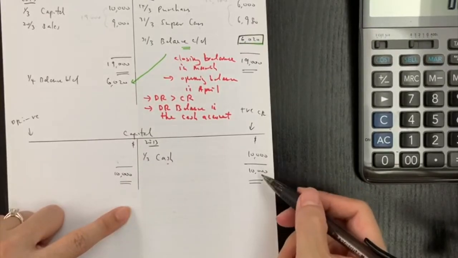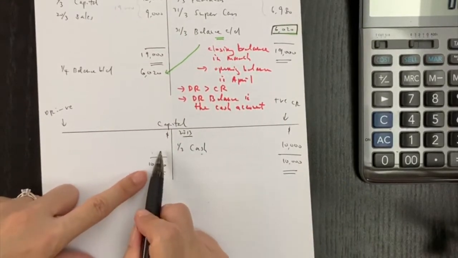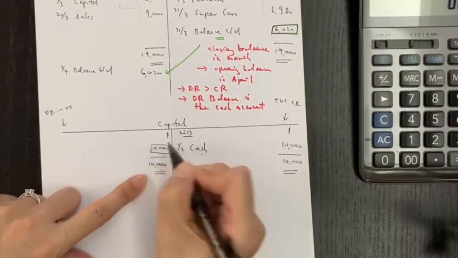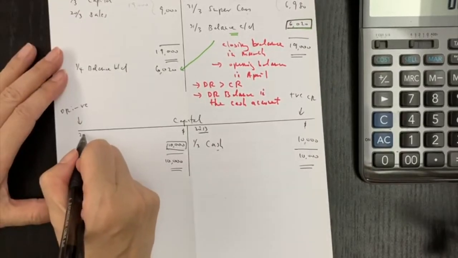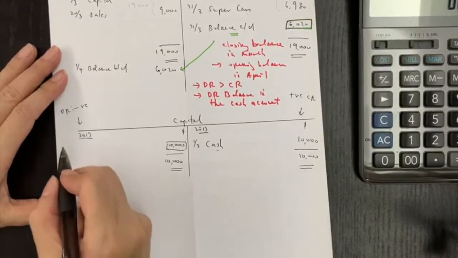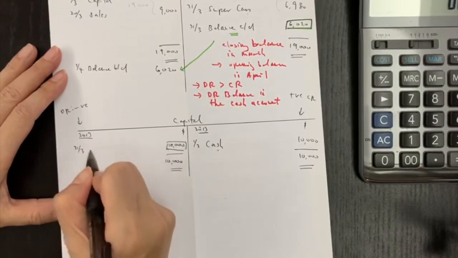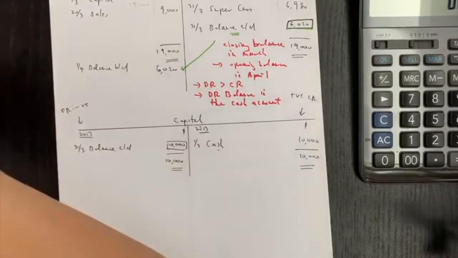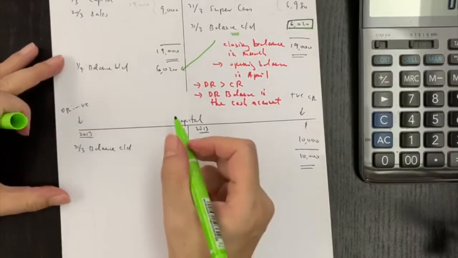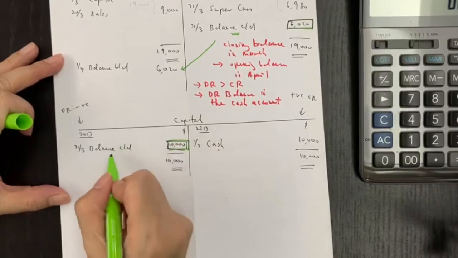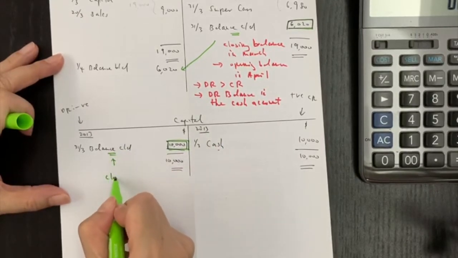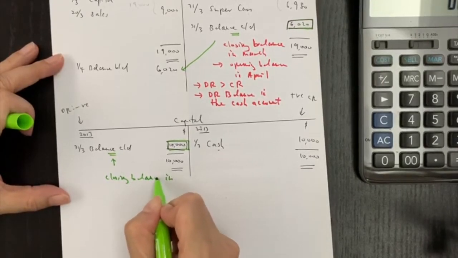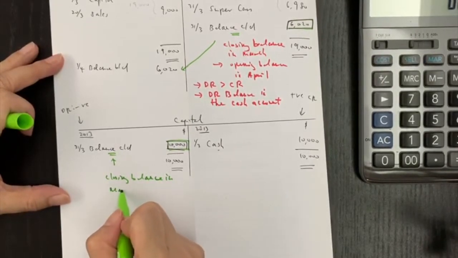So 10,000 is the same as 10,000, but 0 is not the same. So I must insert this 10,000. Okay, so the date is 2013, and to close the T account, that will be 31st March. And now here I have balance carry down, and this figure is very important. This one is the closing balance in March.